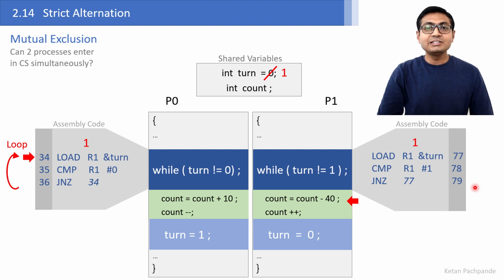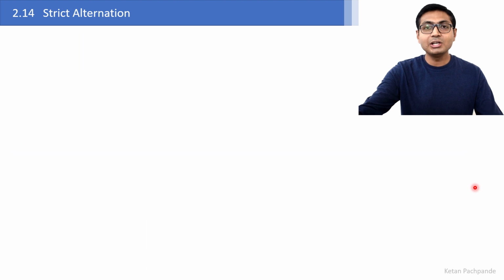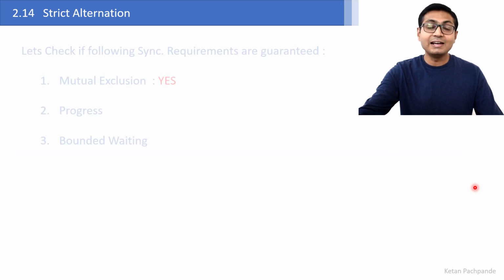Alright, so with this execution sequence we proved that only one process can enter the critical section at any given time. So that's how the first condition, which is mutual exclusion, is guaranteed.